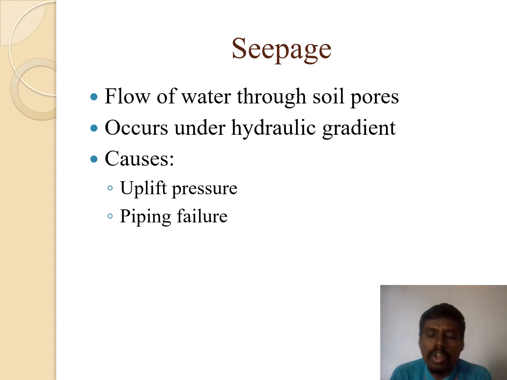We already know that. So for the level difference, the water tries to move and catch up to the same level. So pressure is induced at the bottom of the dam, and the water percolates at the basement. This scenario is called seepage. It is the flow of water through the soil pores because of some level difference. It occurs under the hydraulic gradient, and it is mainly caused by uplift pressure or piping failure.